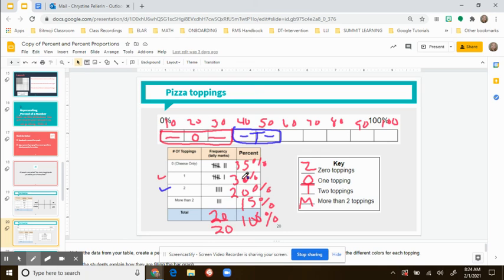Now we're going to do our 35% for cheese only. Let me pick a different color. Now I'm going to count again by tens: 10, 20, 30, and then I'm going to have to go in the middle for 35. That's the cheese only, or the 0 toppings, so we're going to put a Z. That's 10, 20, 30, 35%, just like our graph says.